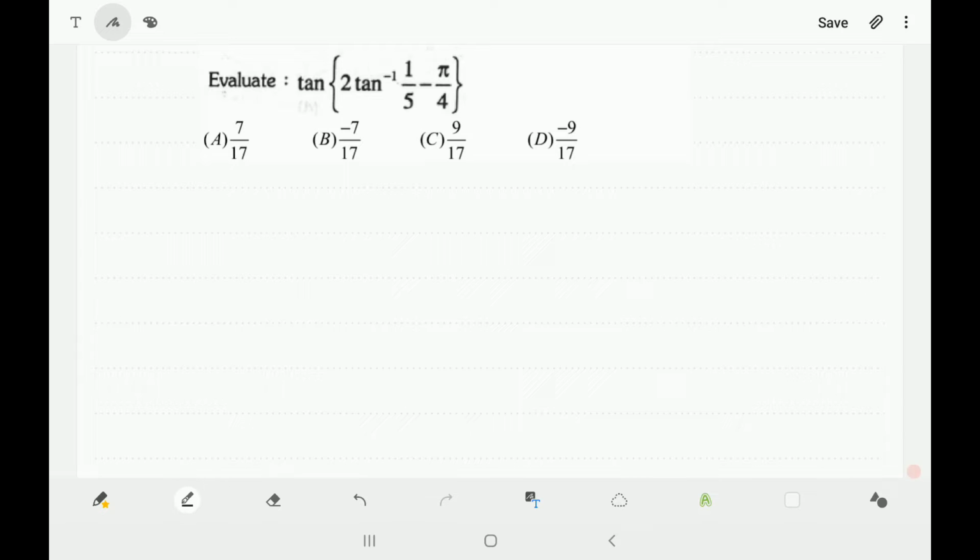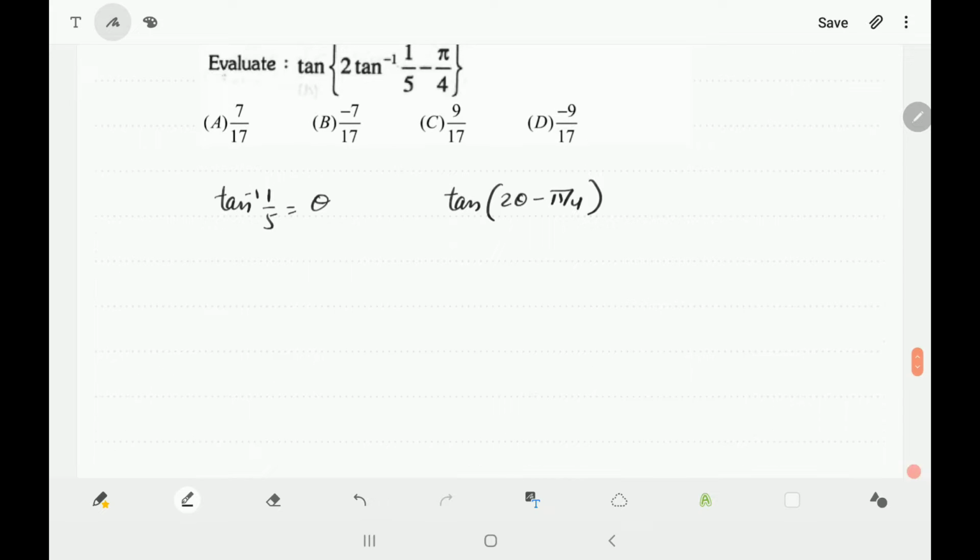In this problem, we have to evaluate tan of 2 tan inverse 1 by 5 minus pi by 4. Okay, so I have already told you that tan inverse 1 by 5 is an angle. Inverse trigonometric functions always represent an angle. So let's consider tan inverse 1 by 5 as theta. Okay, so this term will become tan of 2 theta minus pi by 4. So we have to calculate the value of tan of 2 theta minus pi by 4.